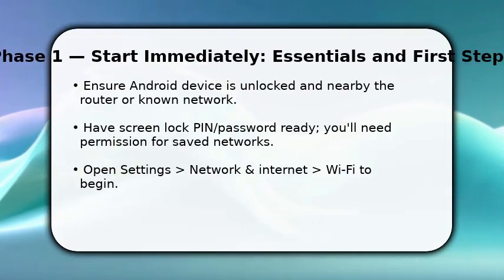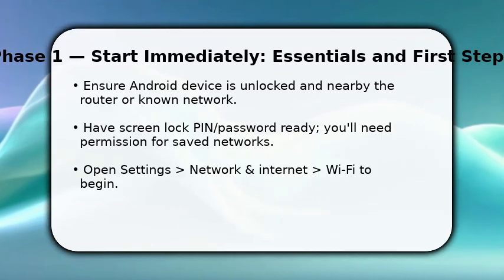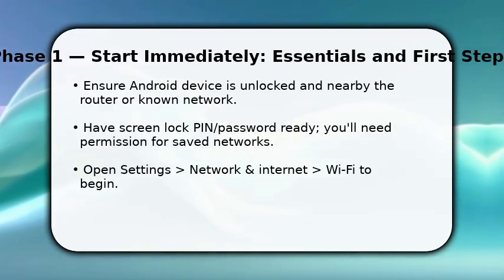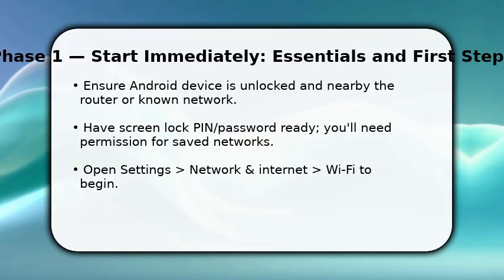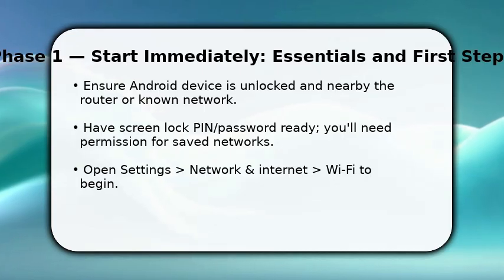You start by confirming two essentials. Your phone is unlocked and you have permission to view saved networks. Open Settings, then Network and Internet, then Wi-Fi. Once there, make sure Wi-Fi is on and you see the connected network name. You can only reveal passwords for networks already saved or currently connected.